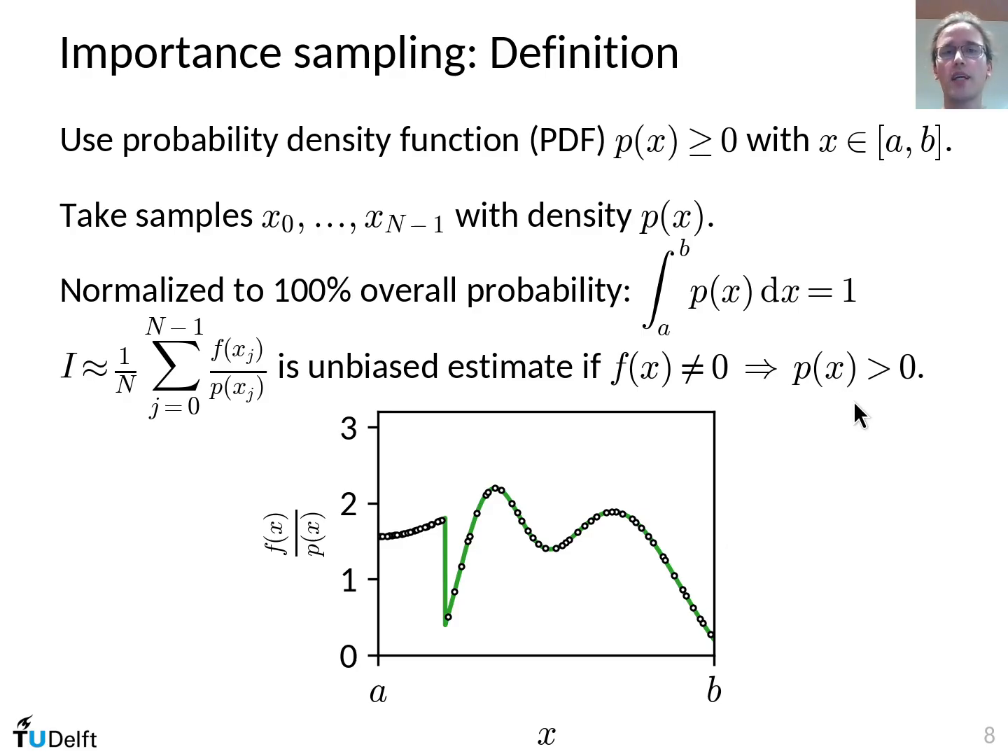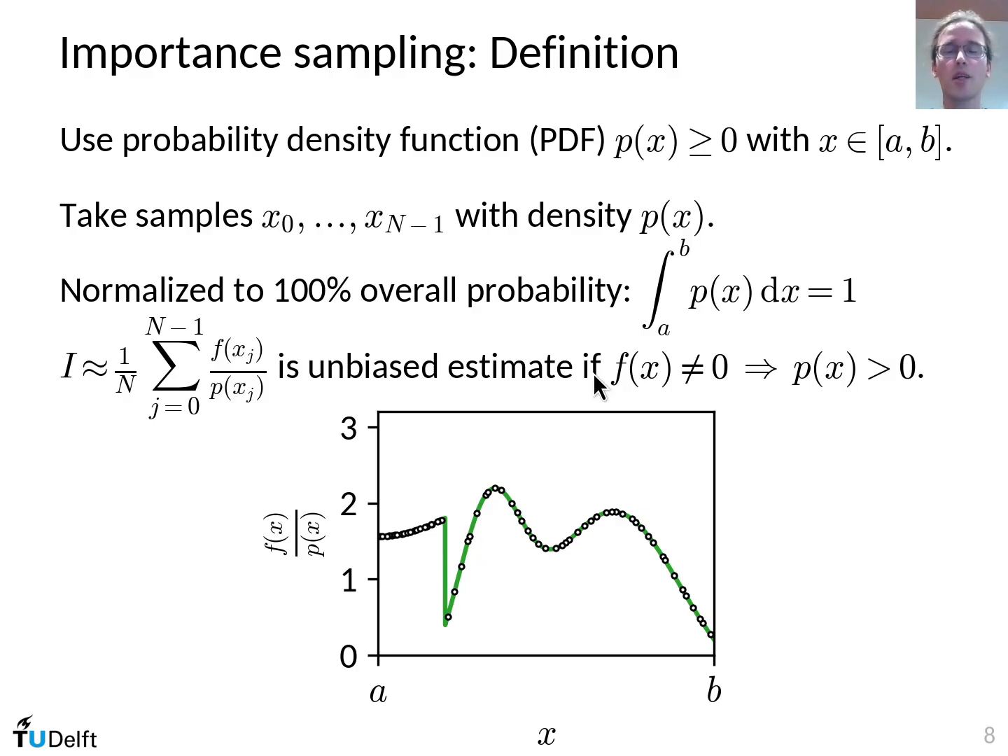If this were violated, then there would be regions where the function is not 0, but our density is 0, so we have 0 probability to produce samples in these regions, and that means we will never even look at the function value in these regions, and thus we would clearly have a biased estimate. So that's why we need the density to be positive wherever the function is non-zero.